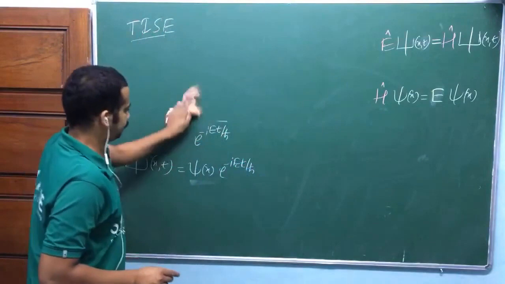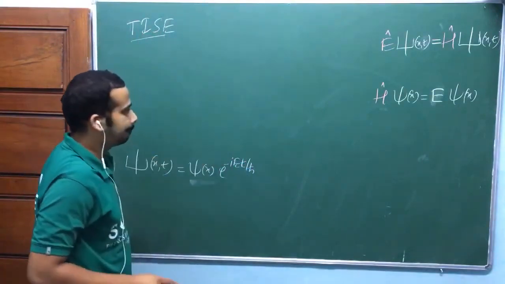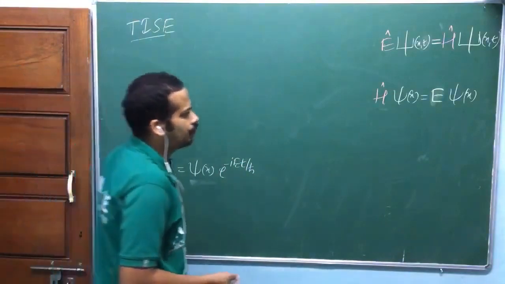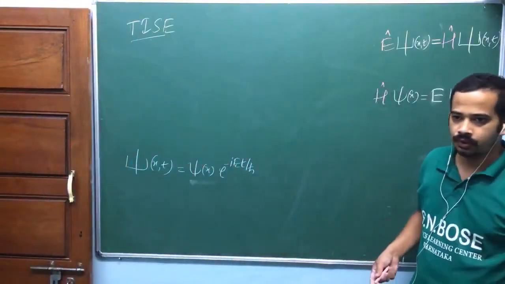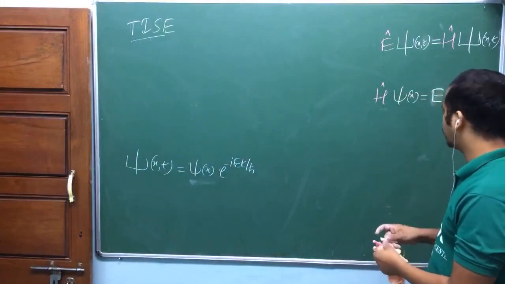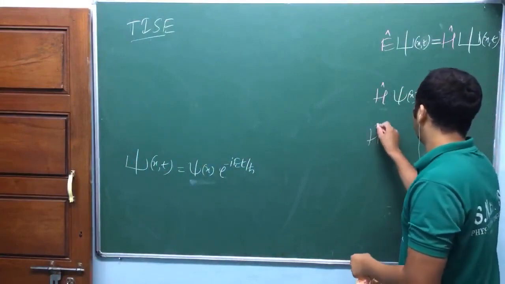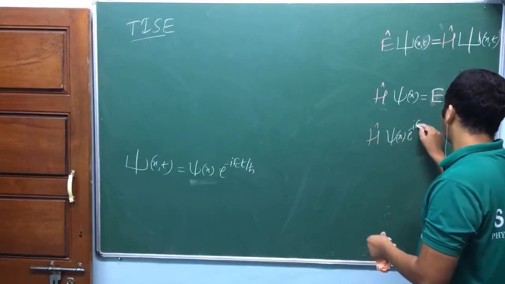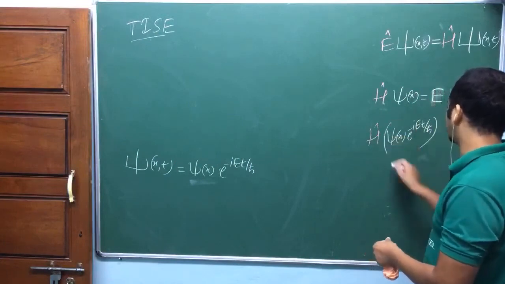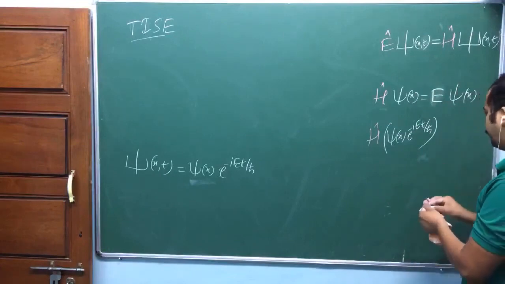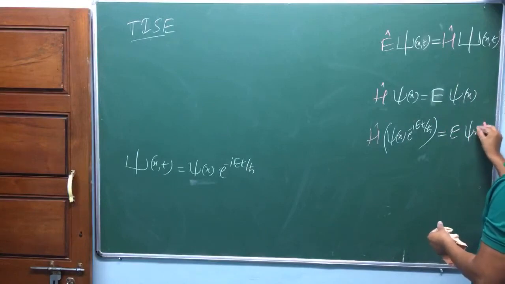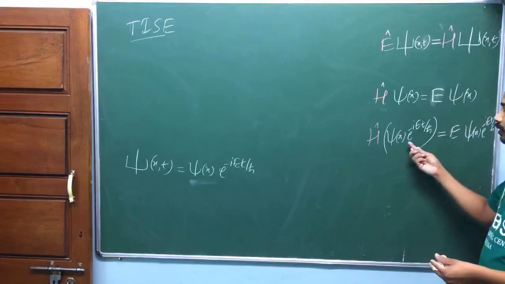Yes, tell me. You said that psi of x can be called an eigenstate. But how can psi as a function of x comma t also be called an eigenstate? Well, look here. H cap operated on psi of x times e to the power minus i E t by h bar together is also equal to E times psi of x times e to the power minus i E t by h bar. Look at it, it is just multiplying with this time factor.